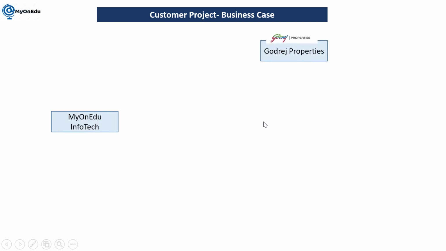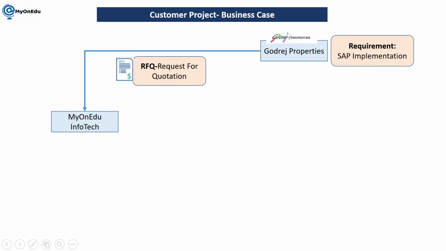If I take one typical business case here of a customer project, it will be based on customer demand, customer request. Take one example: Godrej Properties, this company is looking to implement SAP, like in my previous slide. To implement SAP, they gave this requirement to some IT company. Let's say for us, it came to Maivandu Infotech as an RFQ, request for quotation. And once we receive the RFQ as an IT company, we will analyze this requirement.